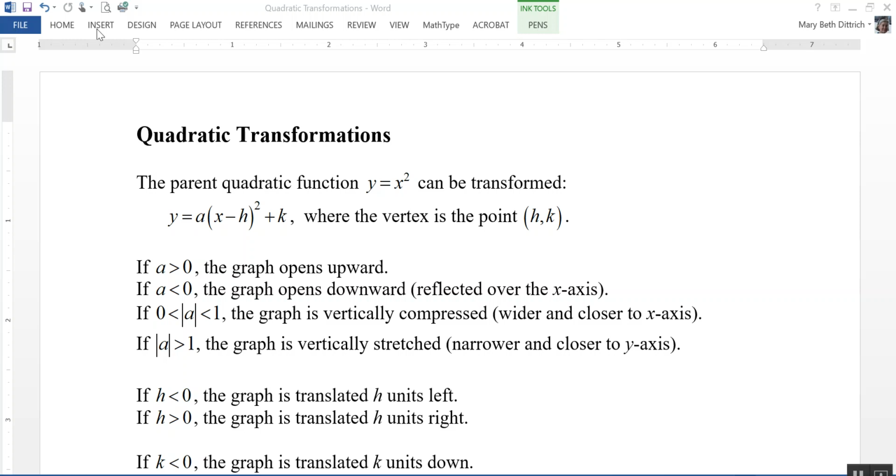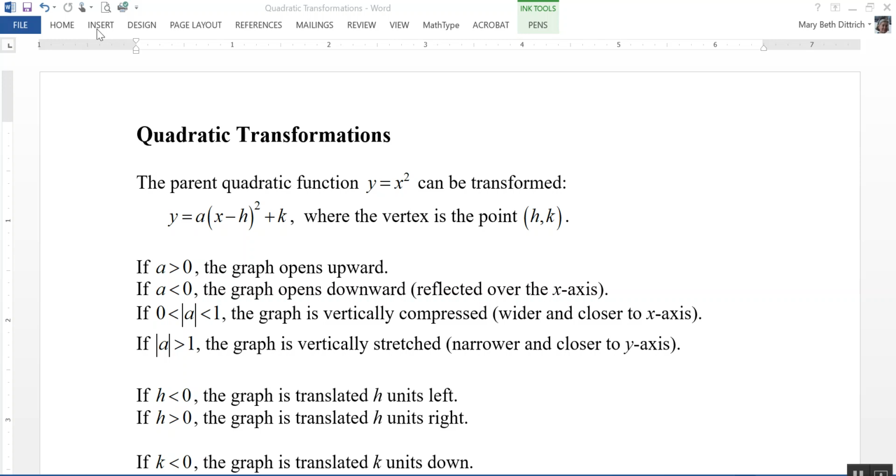This video is on quadratic transformations. The parent quadratic function y equals x squared can be transformed, and it looks like y equals a times the quantity x minus h squared plus k, where the vertex is the point (h, k).